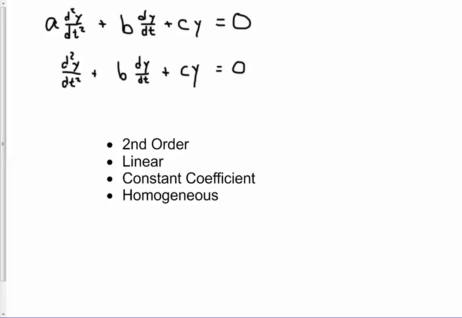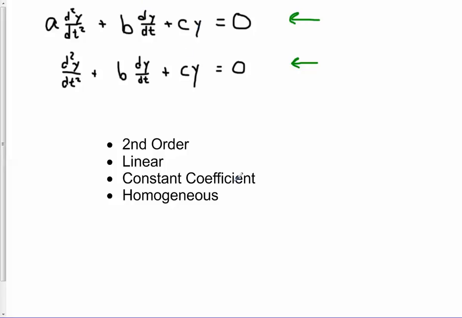In this video, we're going to talk about differential equations that look like this, or equivalently like this. So we're talking about a second order differential equation. You see the second derivative. It is linear though, so the second derivative is its own term, the first derivative is its own term, y itself is its own term.